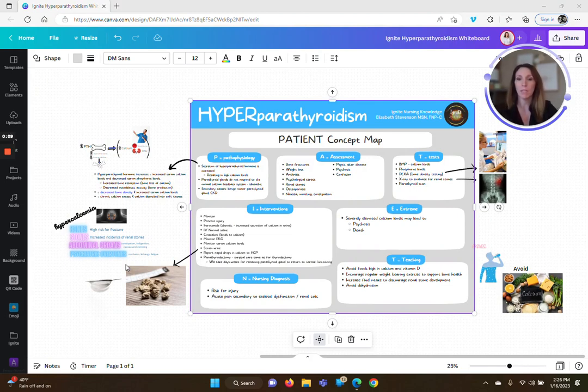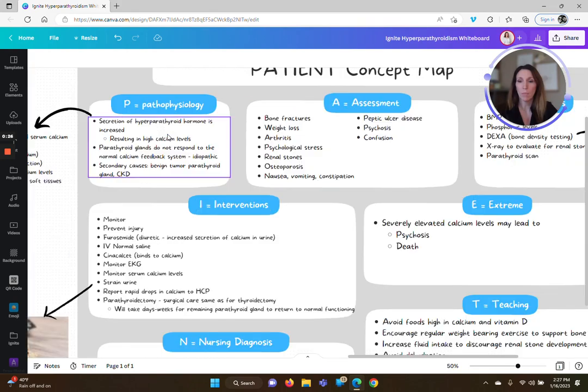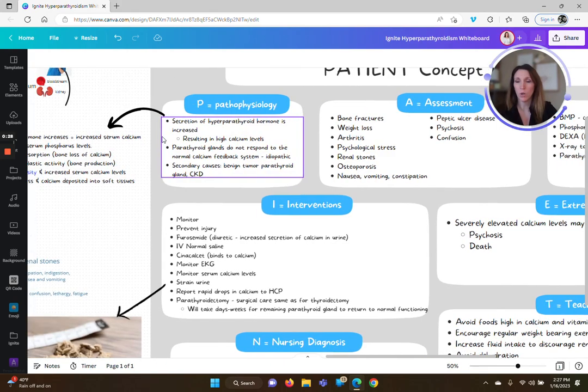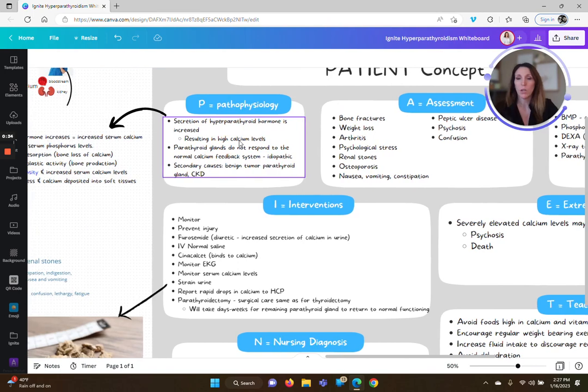And if you haven't done the one I've already done on hypoparathyroidism, you might want to go back to that one because I do discuss the location of the parathyroids and their function a little bit at the beginning of that section. So let's dive into hyperparathyroidism here, and we will start, like always, with our patho on our patient care concept map.